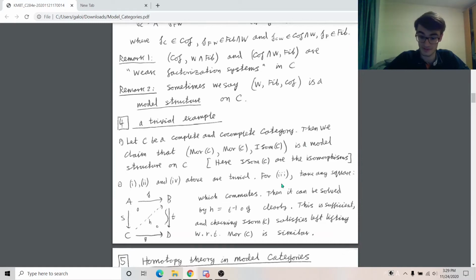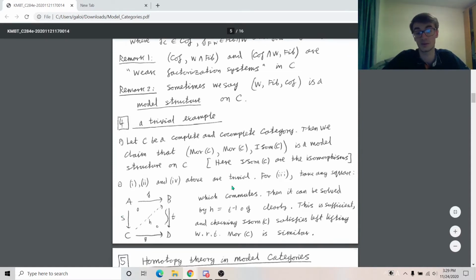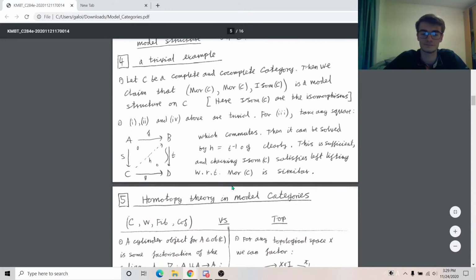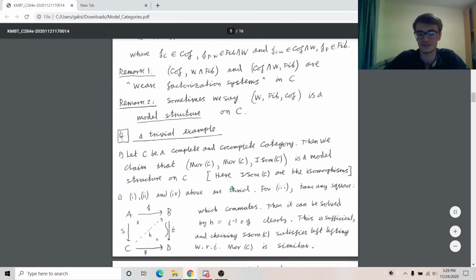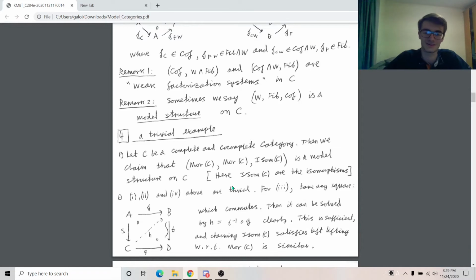And for the lifting property, you basically have to solve such a square. Say you have to solve a square like this, where T is an isomorphism. And you can solve it by setting H to be G composed with T inverse. And I claim this will solve this square. You also have to solve the square where S is an isomorphism, and this can also be solved. So you can prove easily that this is a model structure. Right. So now you've seen an example of a model structure on any category which makes sense to have a model structure.